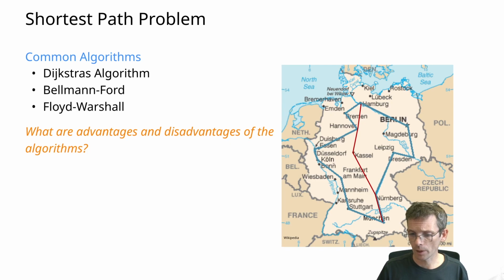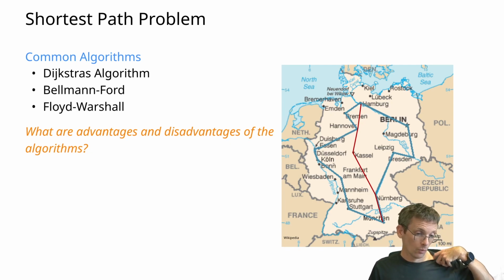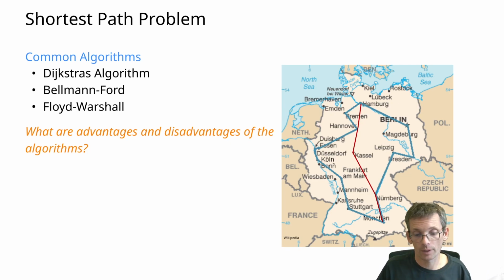Bellman-Ford and Dijkstra: why do we have two single source shortest path algorithms? That is because Dijkstra's algorithm runs into problems when you have negative weight cycles.